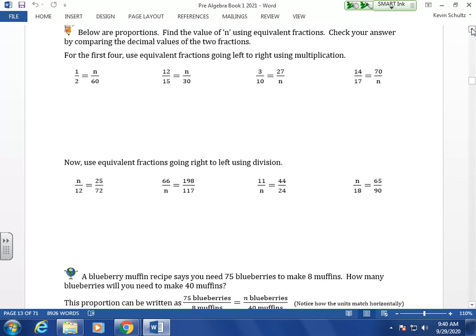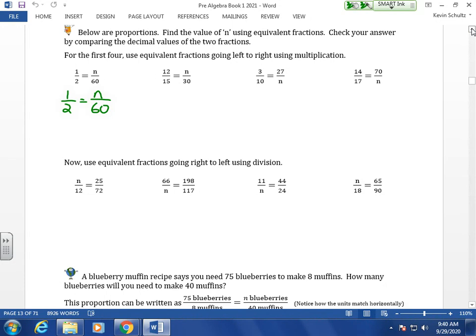Find the value of n using equivalent fractions. See how this kind of ties together here? And you can check your answer by, again, comparing the decimal values of the two fractions. So we've got 1 over 2 equals n over 60. Tell me what the value of n is and how you found it.